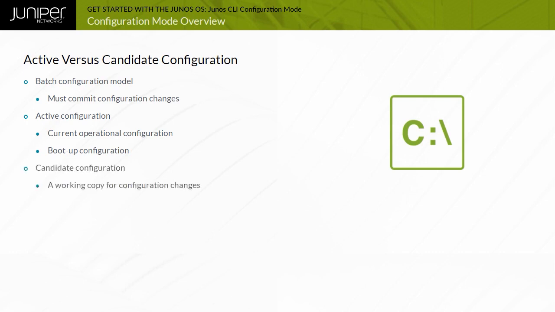The candidate configuration is a temporary configuration that might possibly become the active configuration. When you configure a device running Junos OS, the software creates a candidate configuration and initially populates it with a copy of the active configuration running on that device. You then modify the candidate configuration. Once satisfied with your modifications, you can commit the changes. This action causes the candidate configuration to become the active configuration.